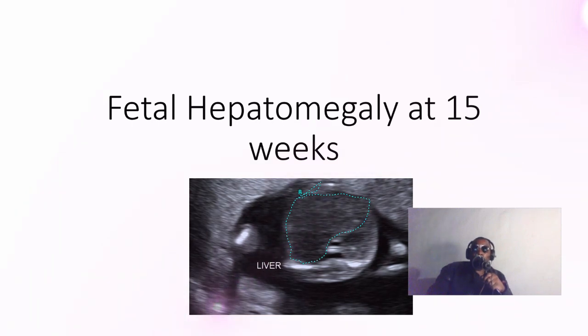Fetal pathology is like a cinema with different pieces. At every stage during fetal development, we can pick some abnormalities that we might not pick at another stage. So fetal abnormality identification is a continuous process. In this presentation, I am going to talk about hepatomegaly, or enlargement of the fetal liver, at just 15 weeks.